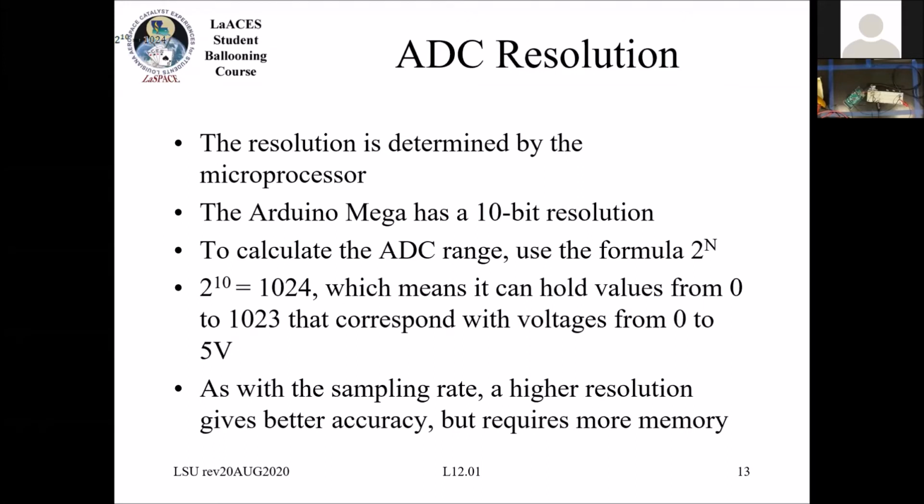And same sort of thing as sampling rate, you can get a higher resolution ADC. You can get 16, 14, 20 bits, there's components out there that you could find if you really wanted that, but it's going to require more memory. And also at some point, if you have a very high resolution ADC, if your signal noise is bigger than each one of your little ADC pieces, you're not really gaining anything.